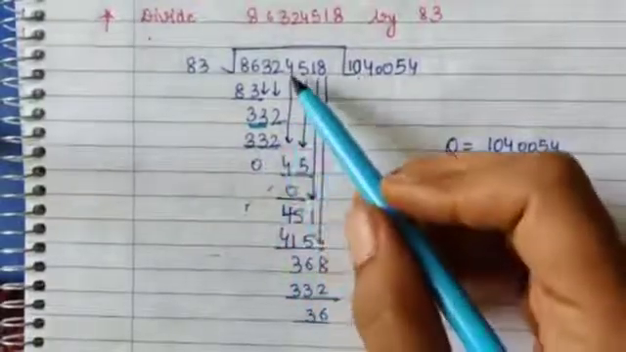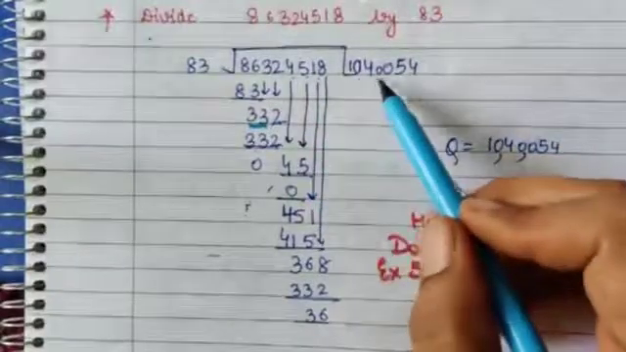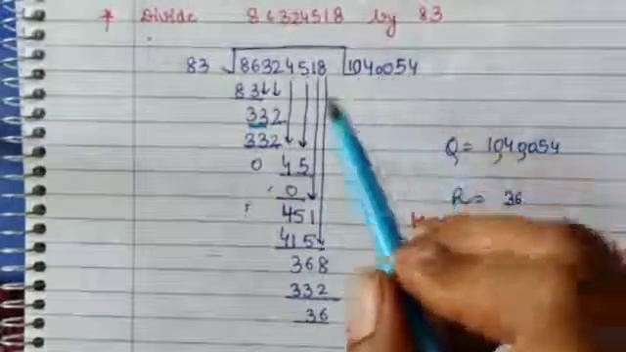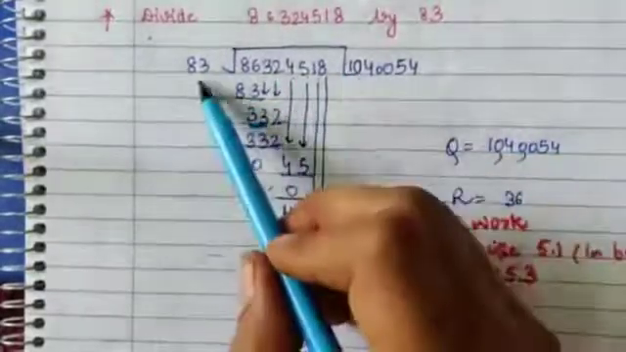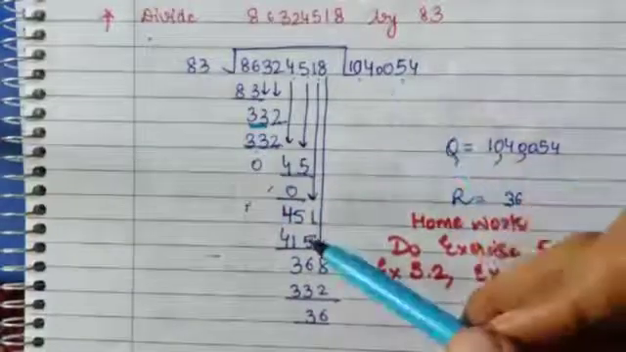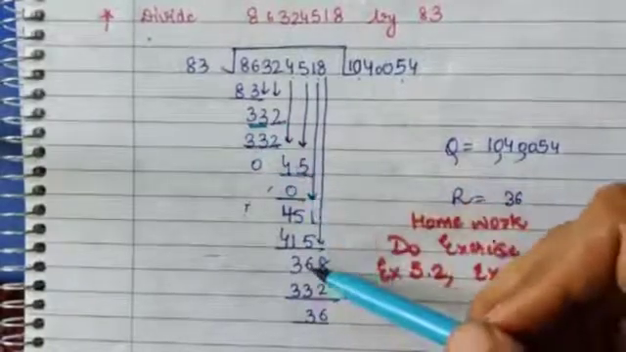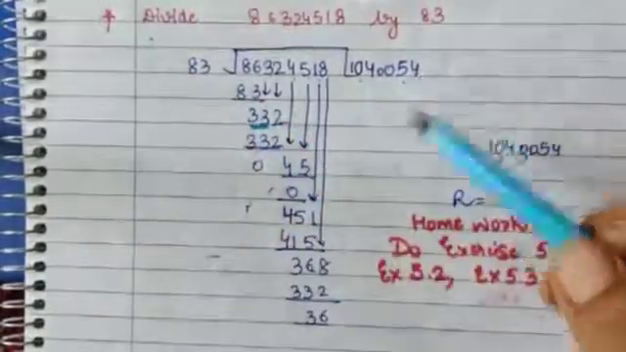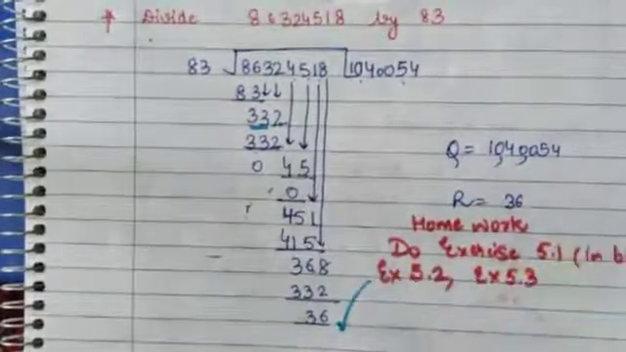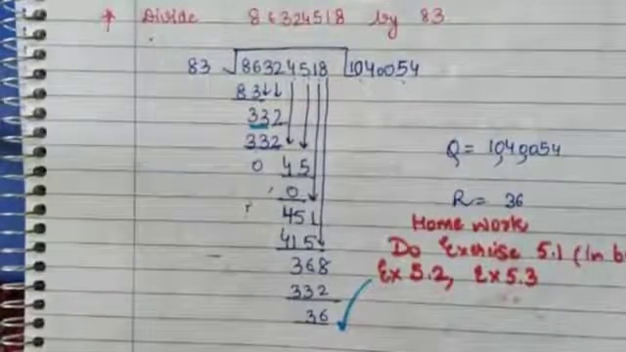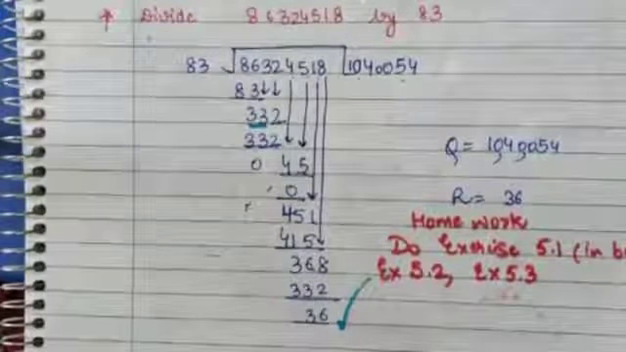Now 4 comes down. Again 5 also coming down. So one more 0 we will put here. So now 1 comes down. So 83 into 5 is what? 415. So 36 we get. 83 into 4 is 332. So what is the remainder here? Remainder is 36. The quotient is 10,40,054. And what is the remainder? 36.